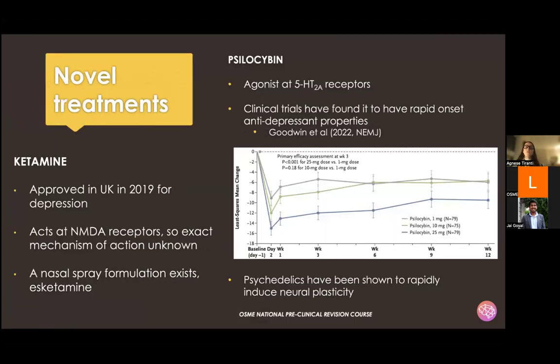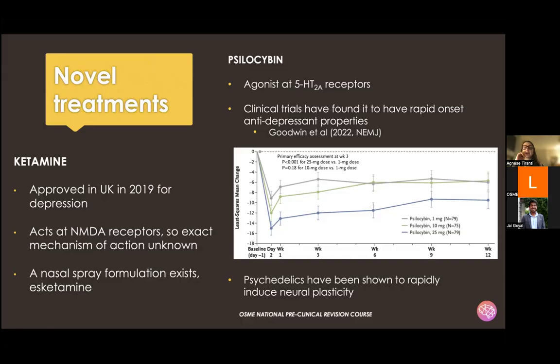So, looking at novel treatments, although at this point they've been on the market for quite a bit. For example, ketamine has been on the market since 2019. So novel, but perhaps not so novel. Ketamine was approved in 2019. It acts at NMDA receptors, we don't quite know how, and it's usually given in the UK as a nasal spray formulation called esketamine.